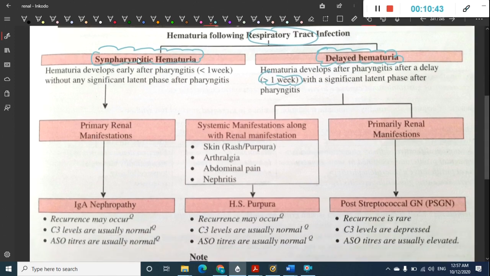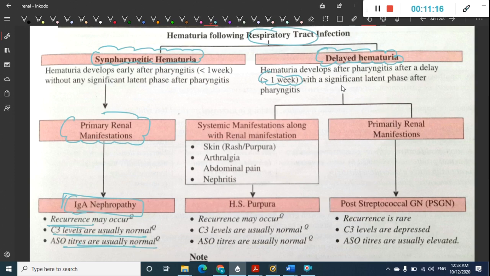So in synpharyngitic hematuria, that is immediately after pharyngitis, you will have to look at primary renal manifestations, and this mainly is IgA nephropathy. In IgA nephropathy, pharyngitis and hematuria develop almost side by side. Recurrences can occur in IgA nephropathy. C3 level is usually normal and ASO titers are normal in synpharyngitic hematuria or IgA nephropathy.